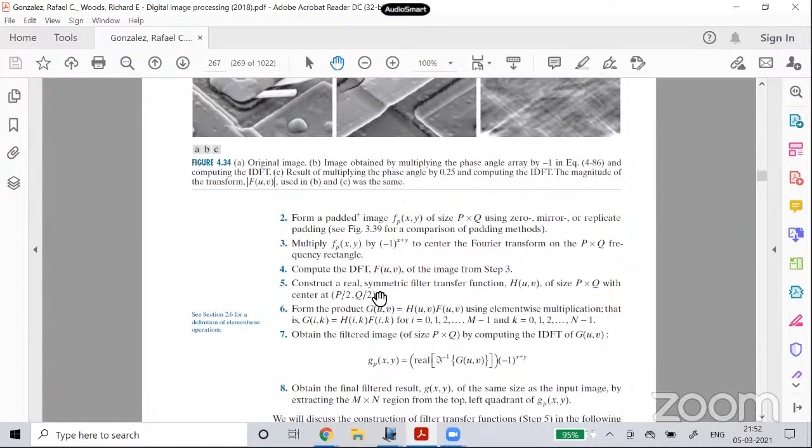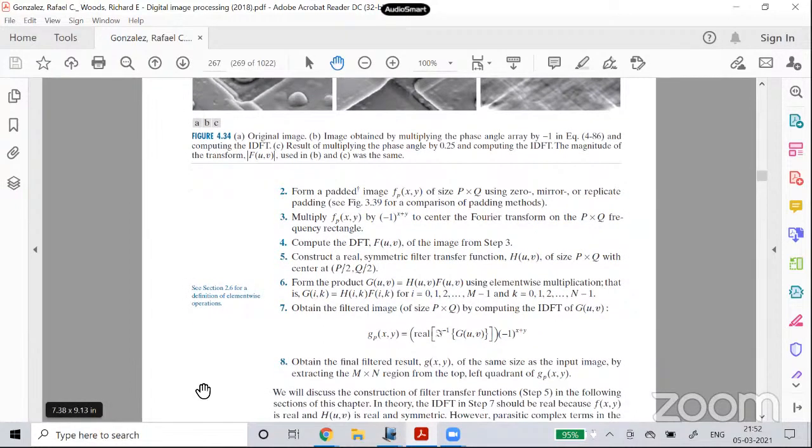In step number 5, construct a real symmetric filter. You can construct this by hand, or you can use some of the inbuilt filters. Both things are possible. I will talk a little bit more about this in the final lecture that I said would cover all kinds of filters. And then of course you can compute the IDFT again by a standard algorithm and get the final result by cropping. All right.